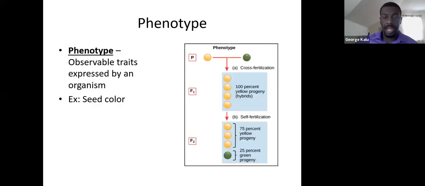Here's just a couple of examples. Phenotype is the observable trait. If we're looking at our pea seeds, here we have some seeds that are yellow and some seeds that are green. The color of these seeds would be the phenotype. We have one yellow, one green. That would be the physical appearance of those seeds, so that would be showing us our phenotype there.